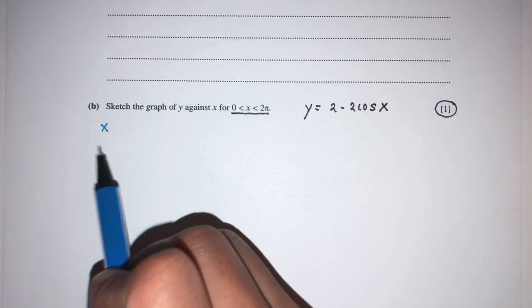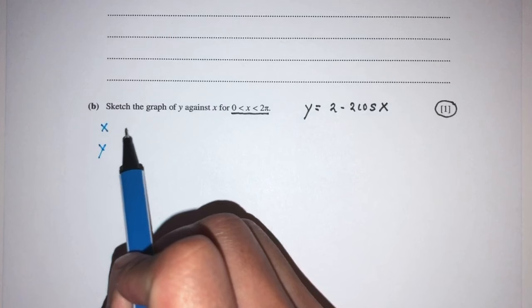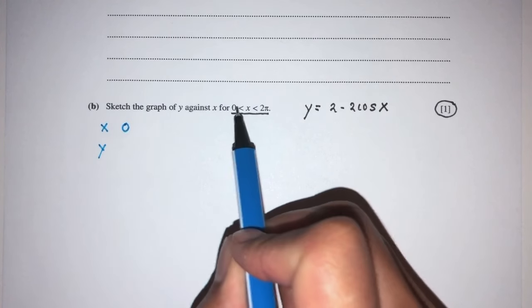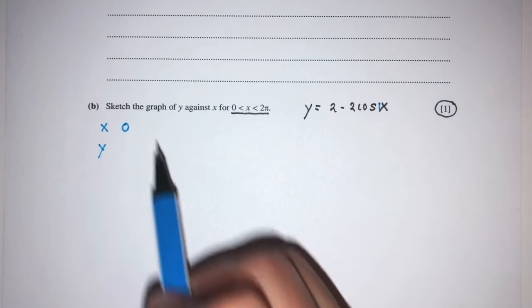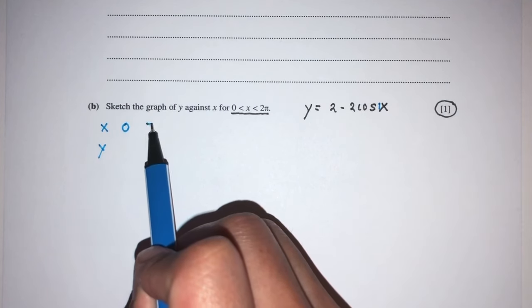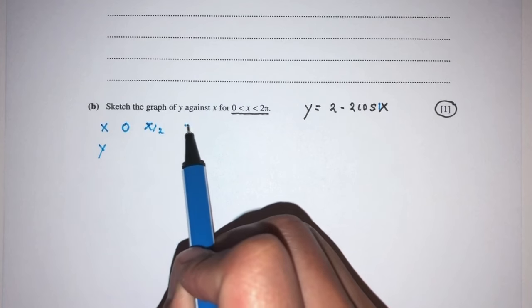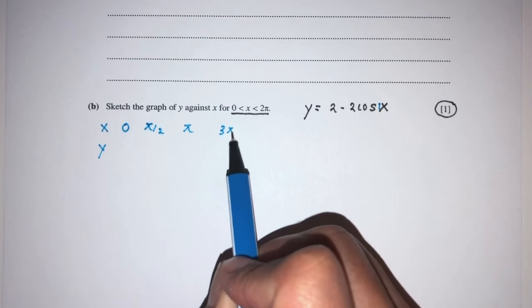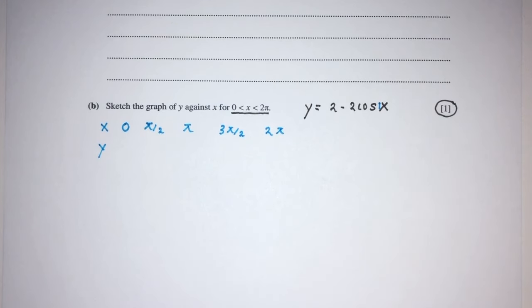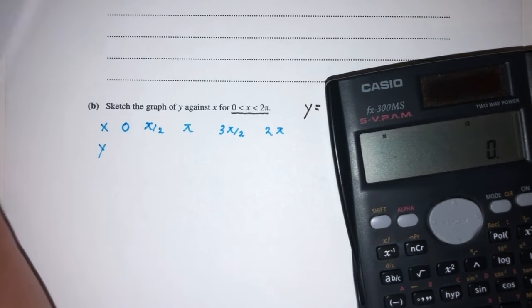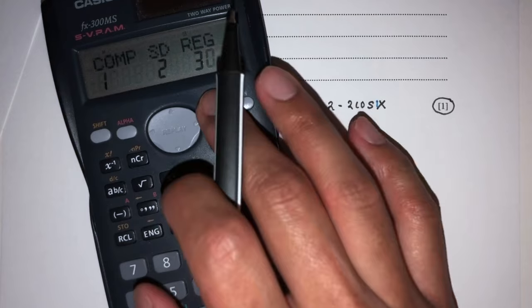We have x and the value of y. We can start from 0, why not? Then for x, we start with the angle of 90 degrees, which is pi by 2. Then we have pi, 3 pi by 2, and then we have 2 pi. The reason why I choose the interval of 90 degrees is because I want to work with exact values. That's the main reason. So let's do this. We have radians here, obviously.